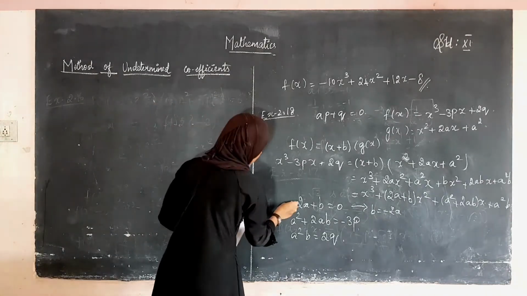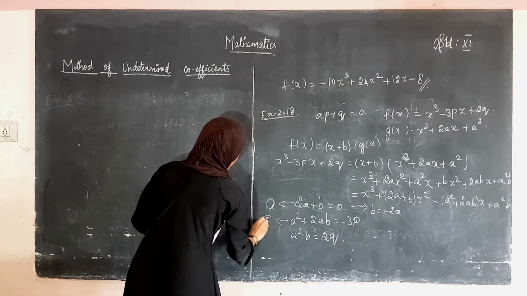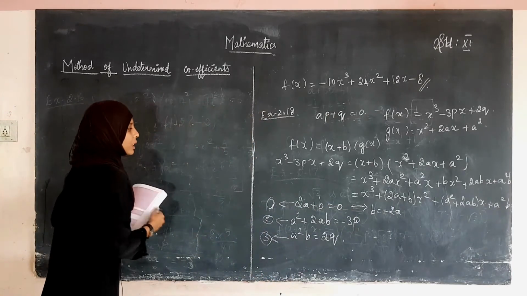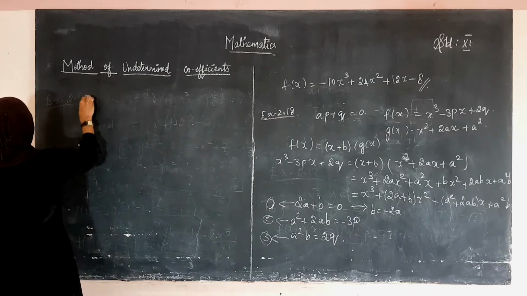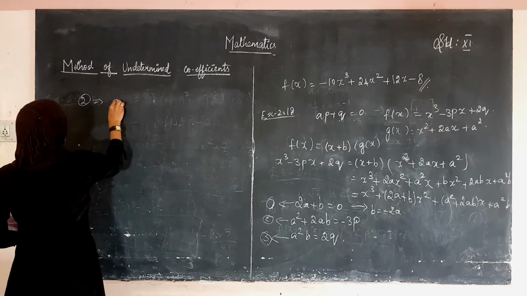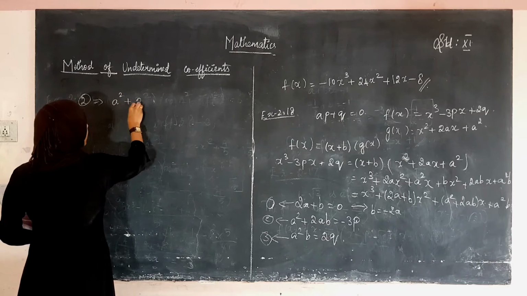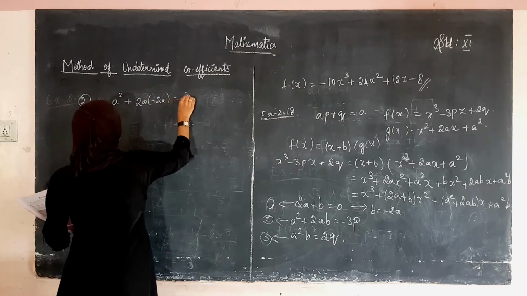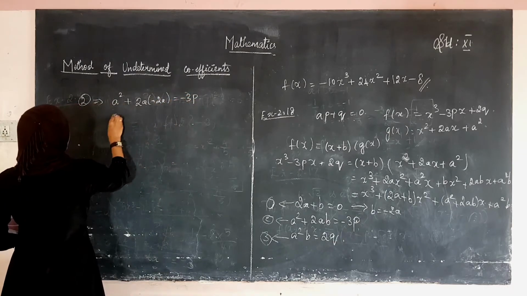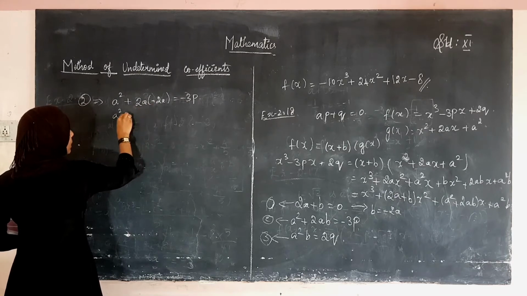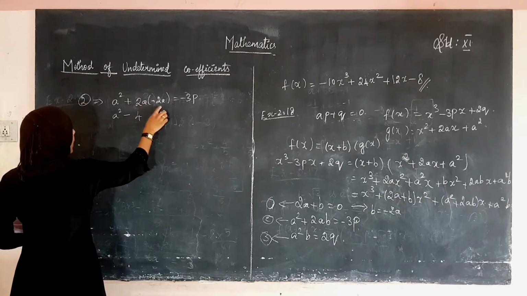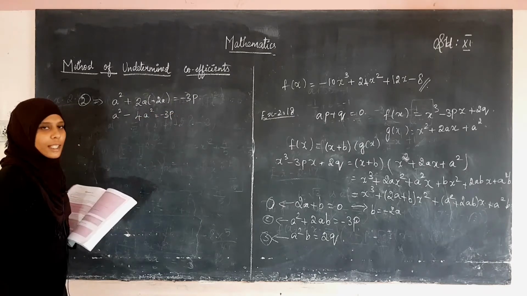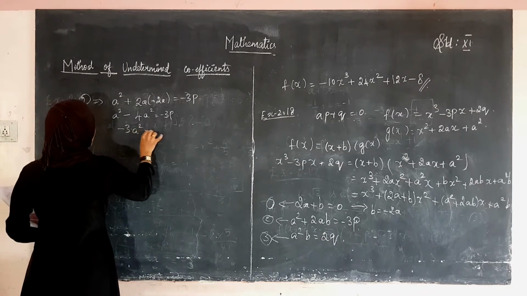You first take this as first equation, second equation and then the third equation. Now from 1 what we got, b is equal to minus 2a. So substitute that value into 2. It becomes a squared plus 2a into, instead of b substitute minus 2a, which is equal to minus 3p. So a squared minus plus into minus, it becomes minus 2 is 4, a into a square is equal to minus 3p. So minus 4a square plus a square is minus 3a square is equal to minus 3p.